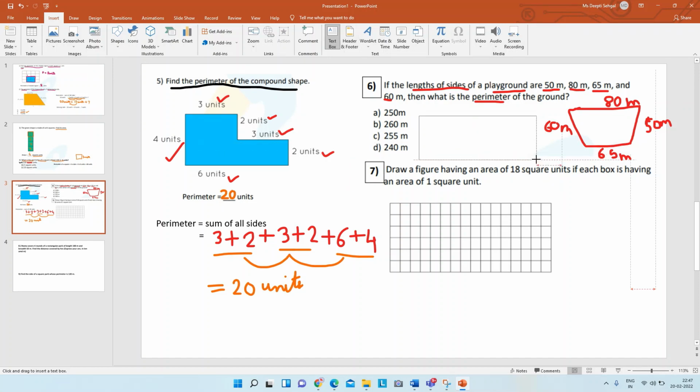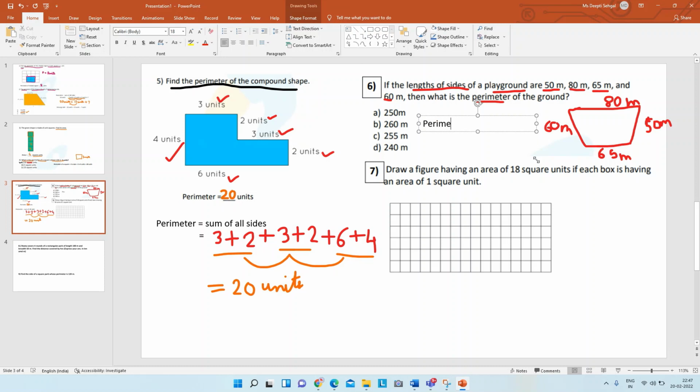So first we will write here perimeter. Perimeter is equal to sum of all sides. Right? After this, we will write the sides. So what are the sides? Perimeter will be equal to 50 meter, added to 80 meter, added to 65 meter, and the last one is 60 meter. Very good.